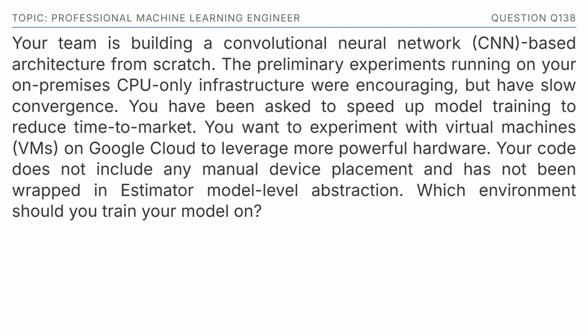Your team is building a convolutional neural network, CNN-based architecture from scratch. The preliminary experiments running on your on-premises CPU-only infrastructure were encouraging, but have slow convergence. You have been asked to speed up model training to reduce time to market. You want to experiment with virtual machines, VMs, on Google Cloud to leverage more powerful hardware. Your code does not include any manual device placement and has not been wrapped in Estimator model-level abstraction. Which environment should you train your model on?